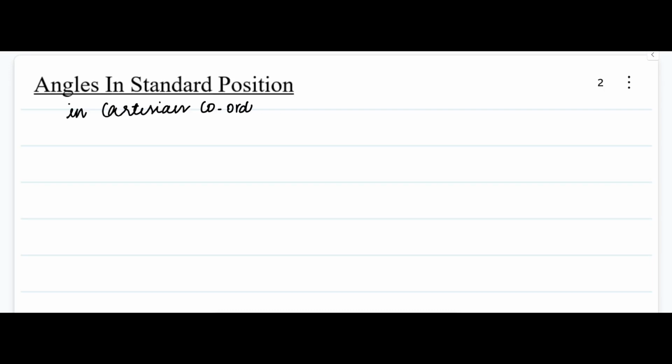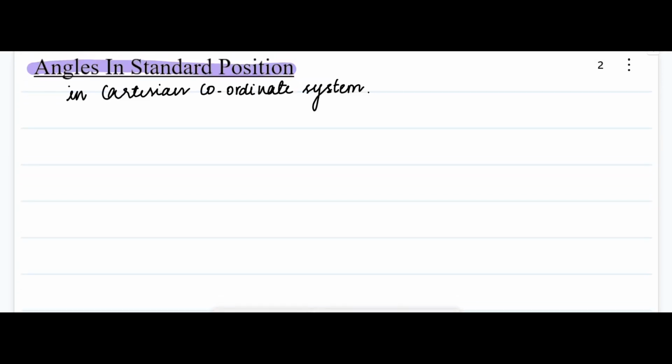When the angles are in the Cartesian coordinate system, they are angles in standard position. So first let me draw the Cartesian coordinate system. That is our 4-quadrant system. So let this be the y-axis, let this be the x-axis.